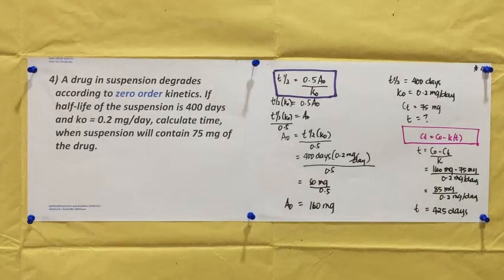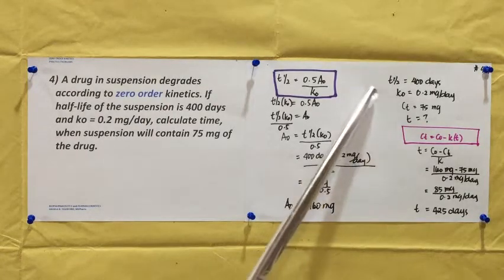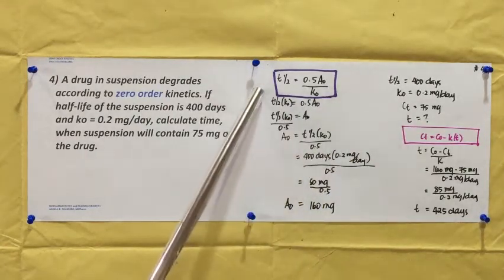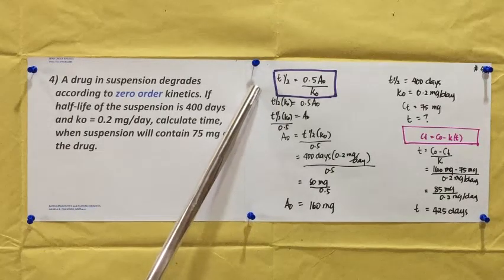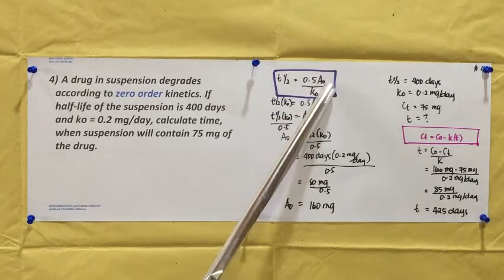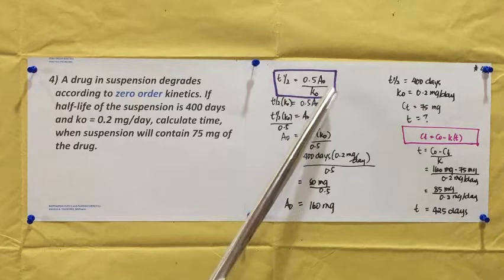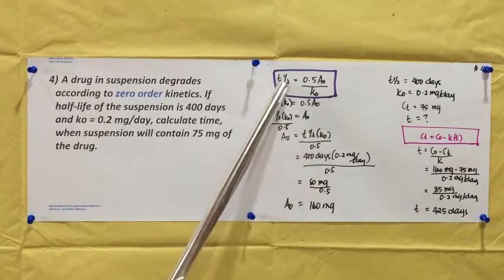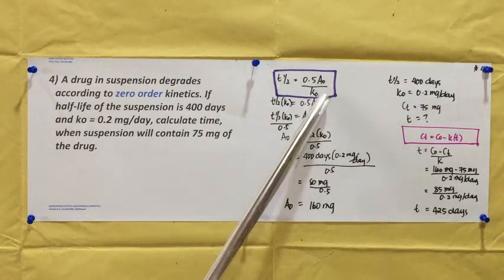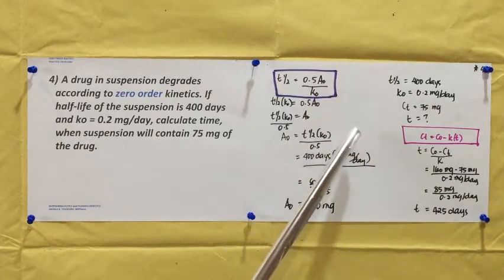How do we compute for the initial concentration? Let us go back kung ano yung given. The given is half-life and KO. If you can recall, the formula for half-life for zero-order kinetics is 0.5 times AO divided by KO. So, from this, since the half-life and the KO are given, we can compute for the AO, or the initial concentration.